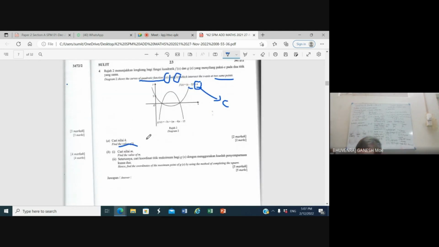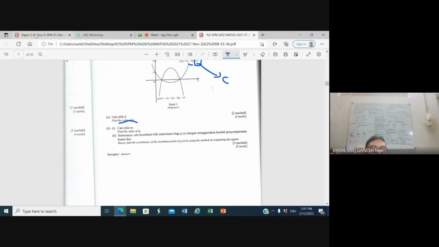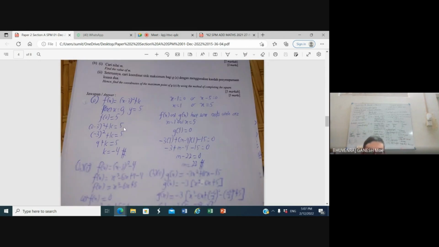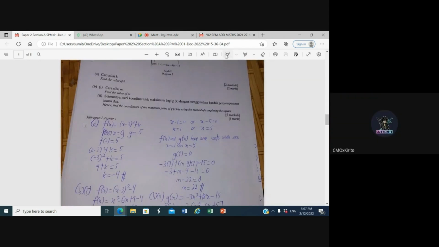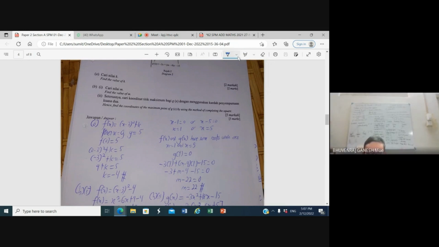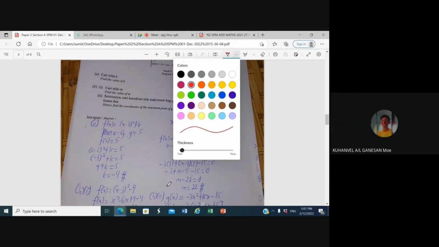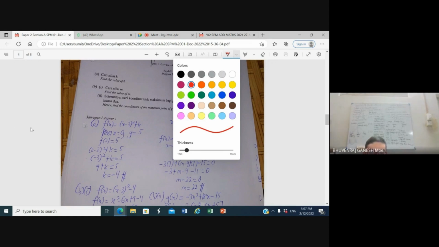So how the book actually did it is this way. I show here my solution. I think it might be the same. I did it this way. It's the same only. Yeah, this part.